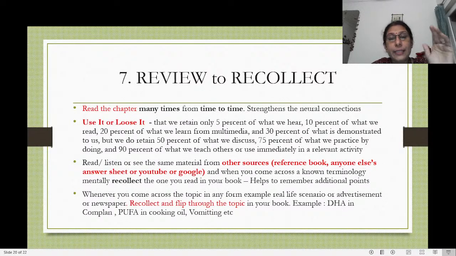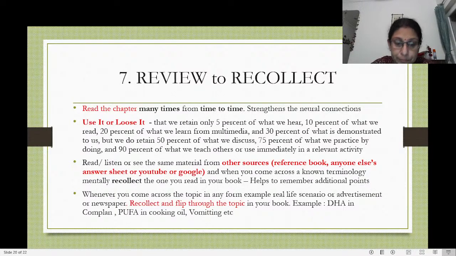Right. Then there's another important way: whenever you come across a practical situation, just go back and recollect, either try to remember or go back to the topic in your book and flip through the topic and look at the content, and do it every single time you come across a situation.